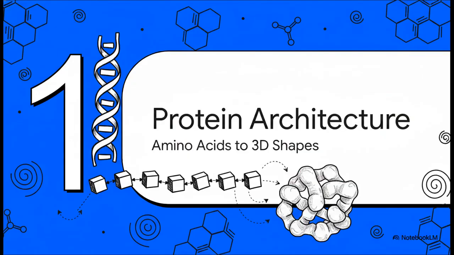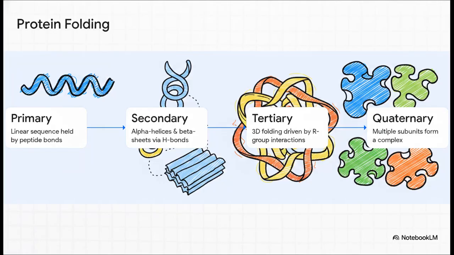All right, let's jump right into section 1, the architecture of proteins, moving from amino acid sequences to 3D conformations. Think of this like building a house. A linear sequence of amino acids is really just the starting line. Held together by peptide bonds, this primary structure starts folding into a secondary structure, forming your classic alpha helices or beta sheets, which are stabilized by hydrogen bonds. From there, we advance to the tertiary structure, which is that complex 3D folding driven by R-group interactions. And finally, for some proteins, multiple subunits actually assemble together into a quaternary structure to form these massive cooperative complexes.